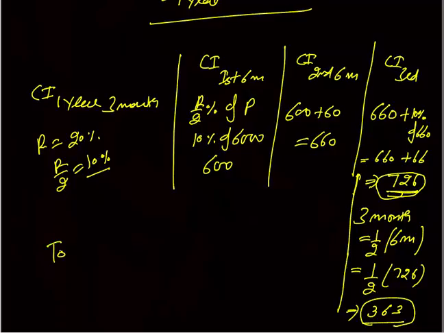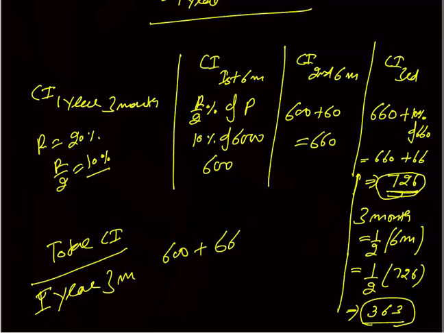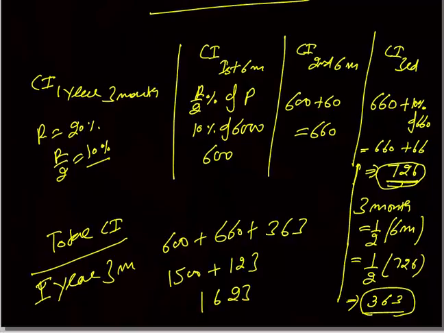So your total compound interest for 1 year, 3 months would be 600 plus 660 plus 363. This is 1,500 plus 123. This is 1,623, which will be your total compound interest for 1 year, 3 months. So in this way you can calculate the compound interest for any period of time. In the next class I will continue with more examples on compound interest. Thank you.